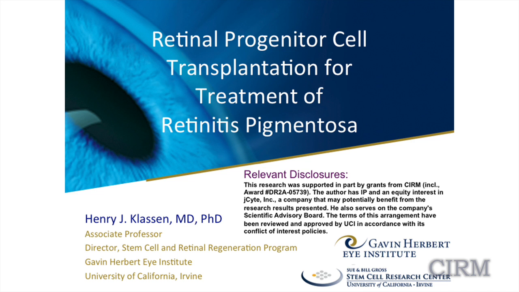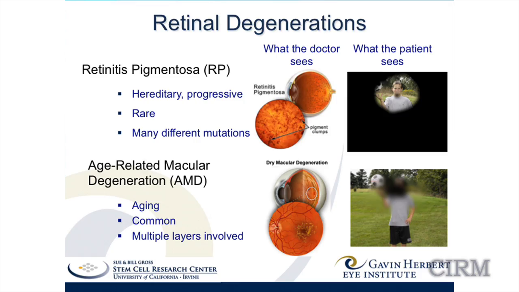So the first thing is to consider what it is we're trying to treat. And in that venue, we're looking at the retinal degenerations. Retinal degenerations is actually a broad category of diseases, and here I illustrate two. One that we're concentrating on, retinitis pigmentosa, which is a rare hereditary disease. And I contrast it to age-related macular degeneration, which is a quite common disease that, as the name implies, is related to aging.